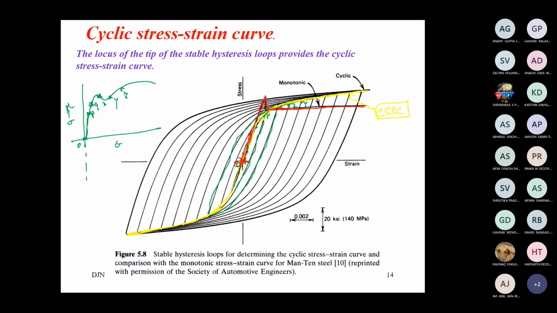For this given material, as given in this reference, you can go and refer here. As given in this particular reference, for that material, this is the monotonic curve, the red color I have marked. In a strength of materials lab, if you test that particular material, you get this behavior.